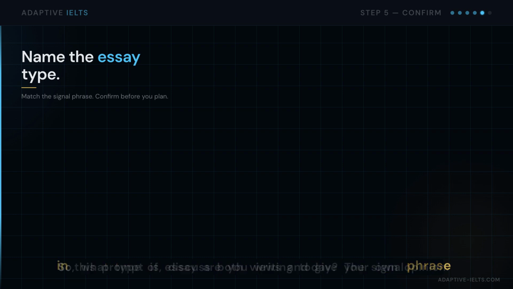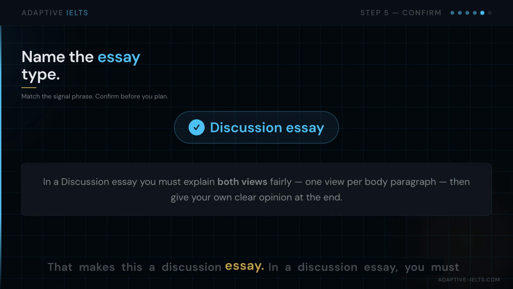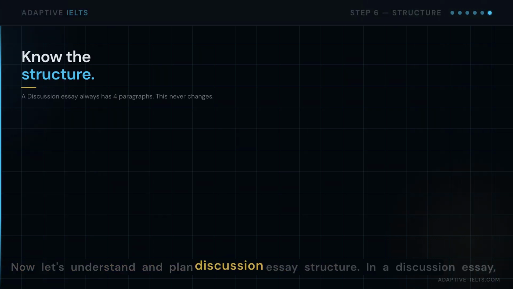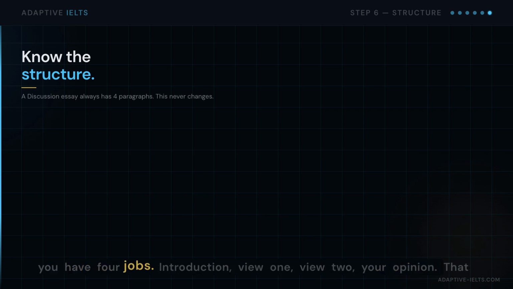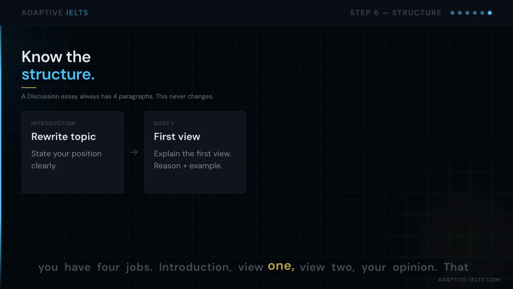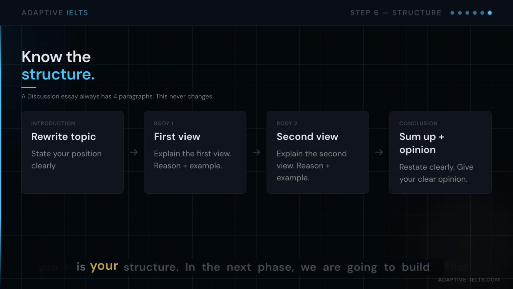The signal phrase in this prompt is, discuss both views and give your own opinion. That makes this a discussion essay. In a discussion essay, you must explain both views fairly, one view per body paragraph. Then give your own clear opinion at the end. Now let's understand and plan discussion essay structure. In a discussion essay, you have 4 jobs. Introduction, view 1, view 2, your opinion. That is your structure. In the next phase, we are going to build that plan, sentence by sentence.